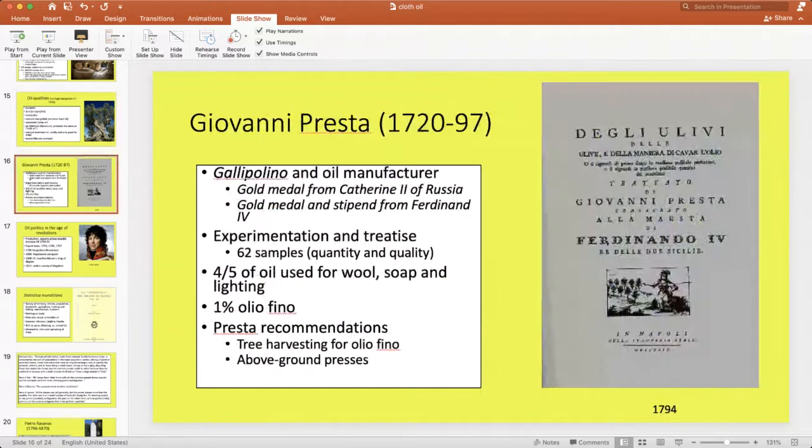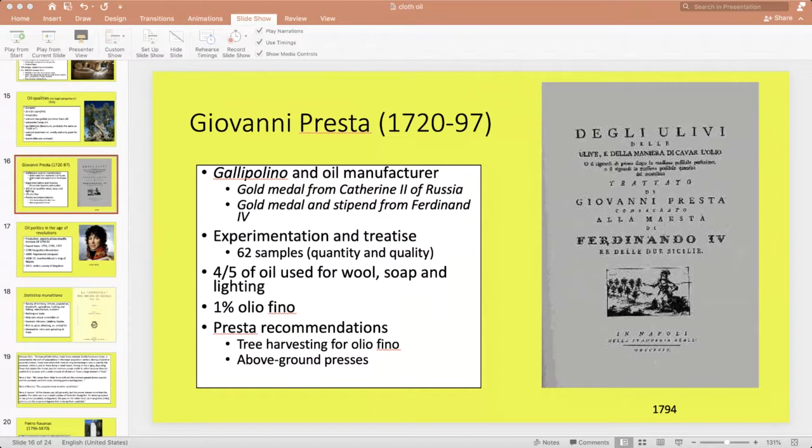The other major figure that is important for the history of olive oil in this period is a guy named Giovanni Presta. Presta was from Gallipoli. He was an oil manufacturer, and he engaged in a major process of experimentation. He got olives from everywhere he could. He harvested, starting in October, every 2 weeks, he harvested enough oil to make a small quantity and compared the quality over time. He got olives from different places, compared the local olives to the other ones, and in his treatise describes the results of that really methodical experimentation. He got awards from not only the king of Naples, but also from the Tsarina of Russia for his oil, for the quality oil that he would send to people.